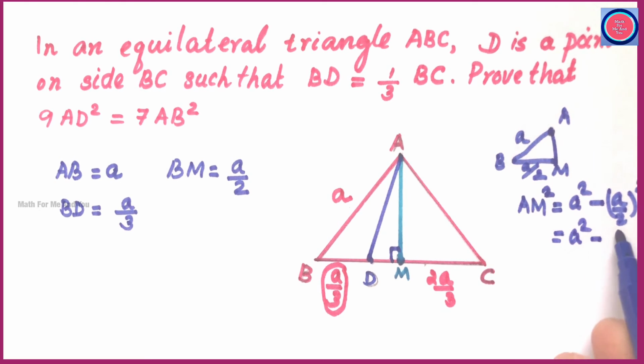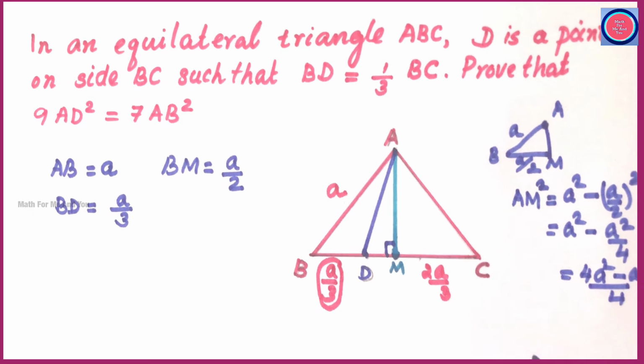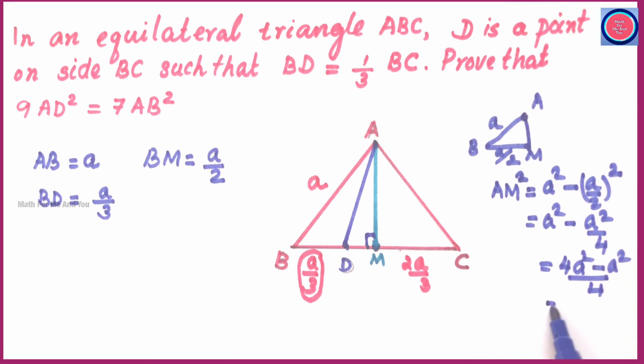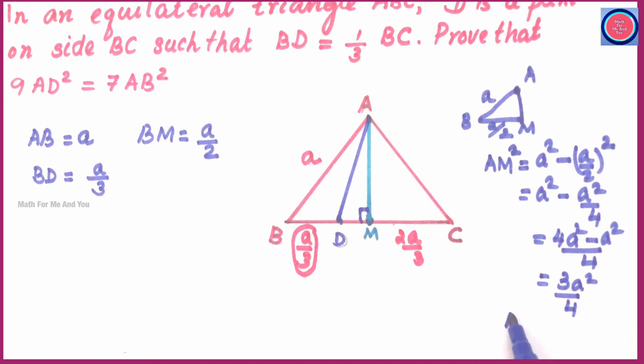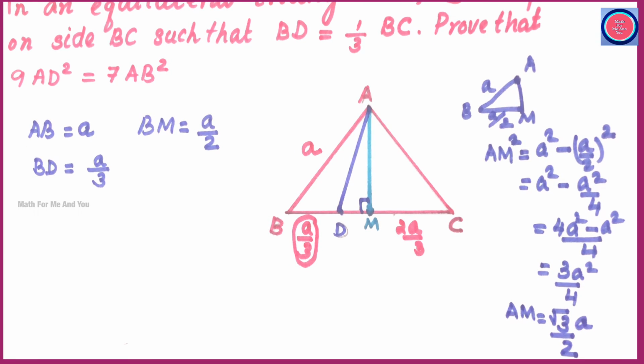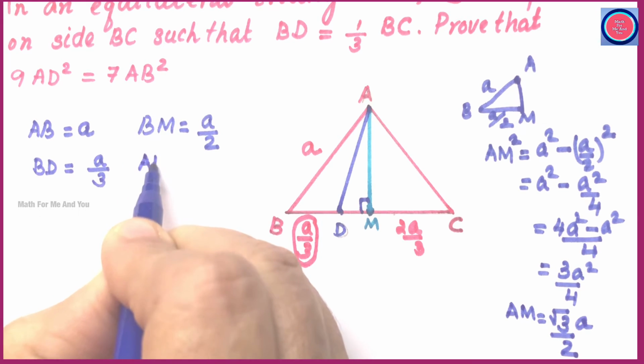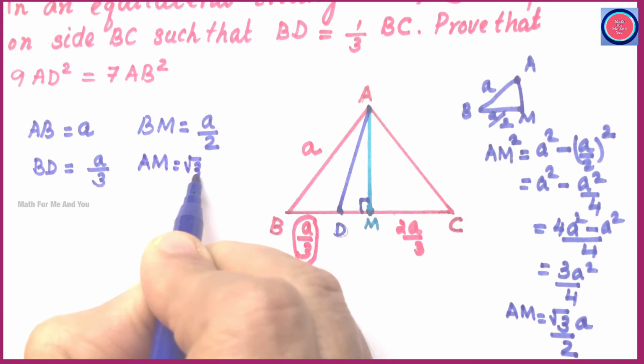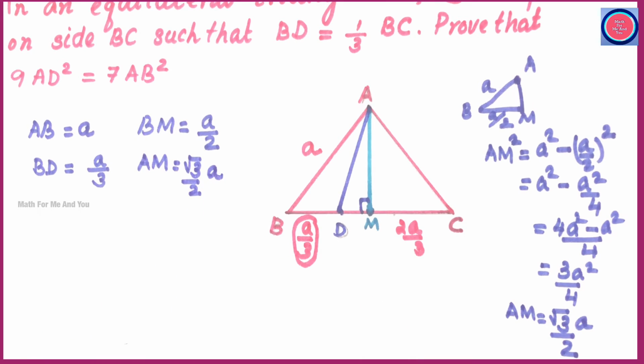A square minus A square over 4. Take 4 as common denominator. We get 4A square minus A square over 4. So we get 3A square over 4. Because see the numerator 4A square minus A square is 3A square over 4. AM square equals 3A square over 4. What about AM? Take the square root, we get AM. It is root 3 over 2A. Root 3A over 2. We already studied that in an equilateral triangle, the length of the altitude is root 3A over 2. If the side is A, then altitude is root 3A over 2.